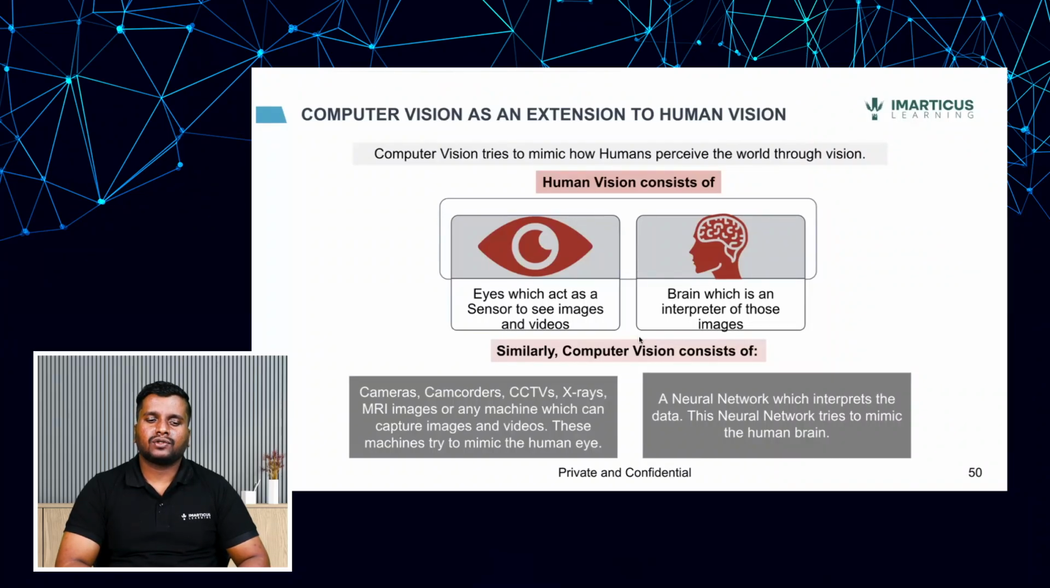Similarly, computer vision also has these two parts, where eyes are basically replaced by cameras, input images, and different ways by which we can perceive information in an image format. And second, we have a neural network which will identify what is in that image. It will try to identify the patterns and trends in that image and identify the objects in the image. So here we have mimicked the way in which human vision works. In the same way, the computer is also giving us the same sort of vision.